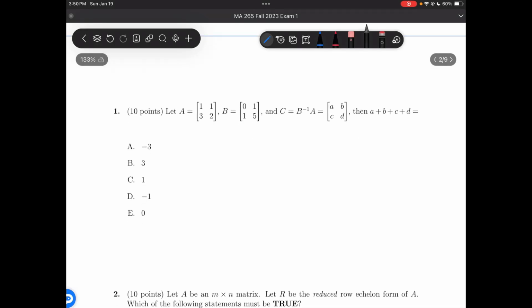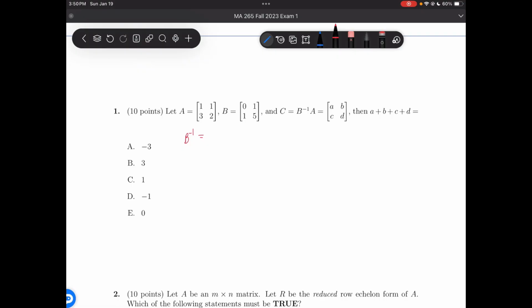Okay, for problem 1, we are given two matrices A and B, and we are told to find C, where C is equal to the inverse of B times A. So the first step that we need to do is calculate B inverse A. B, the inverse of matrix B.